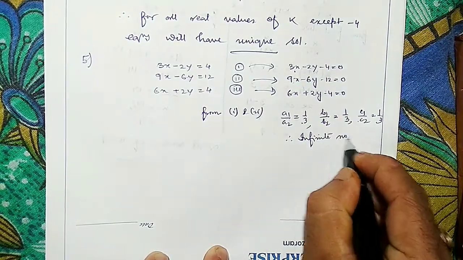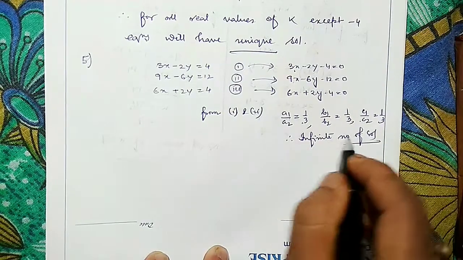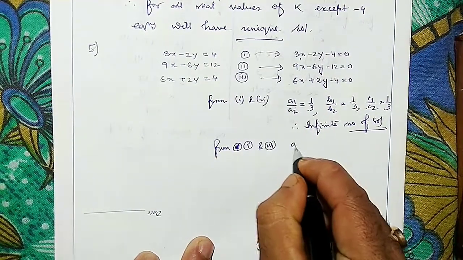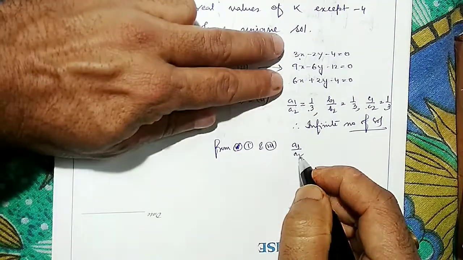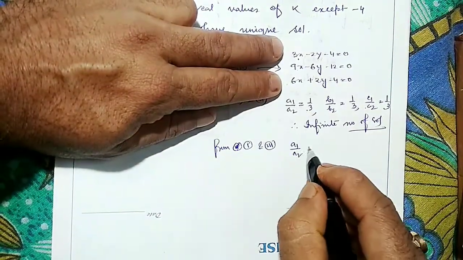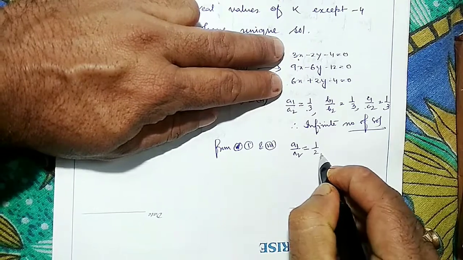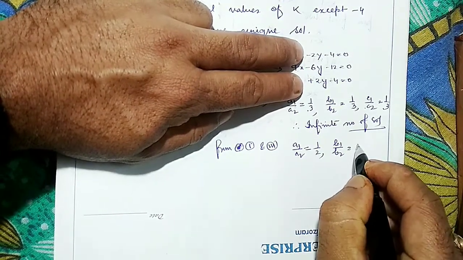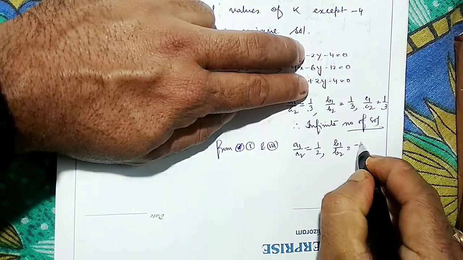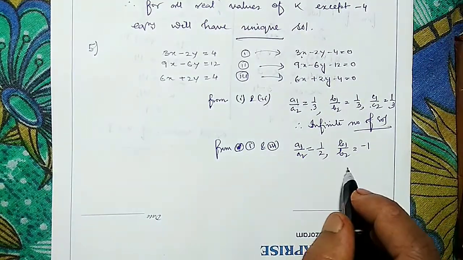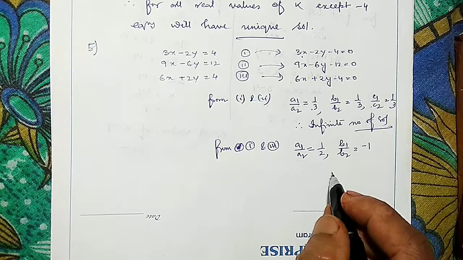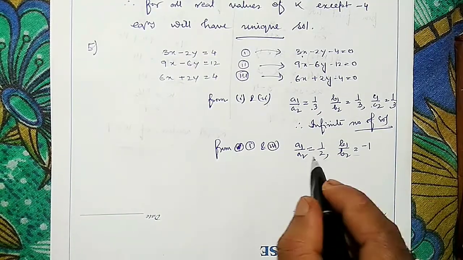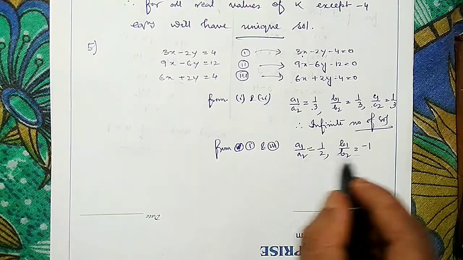Infinite number of solutions. Now, if I consider first one and third one, a1 by a2, 3 by 6, if I cancel, I am going to get 1 by 2. If I consider b1 by b2, it will be minus 2 by plus 2, it will be minus 1. So they are not equal. No need to check c1 by c2 because a1 by a2 is half, b1 by b2 is minus 1. They are not equal, and we know when they are not equal.